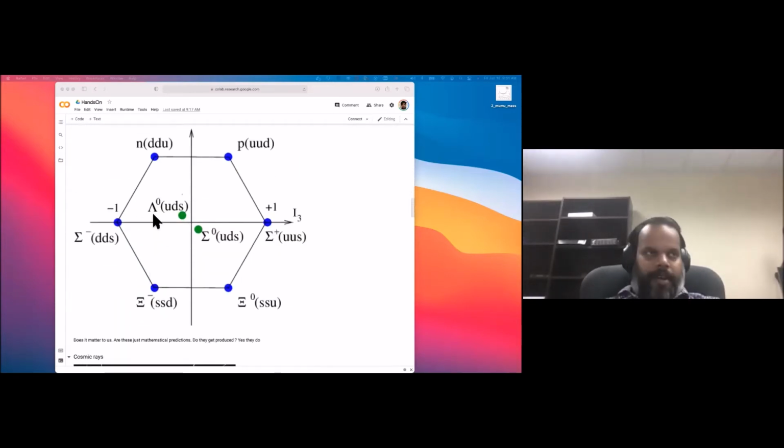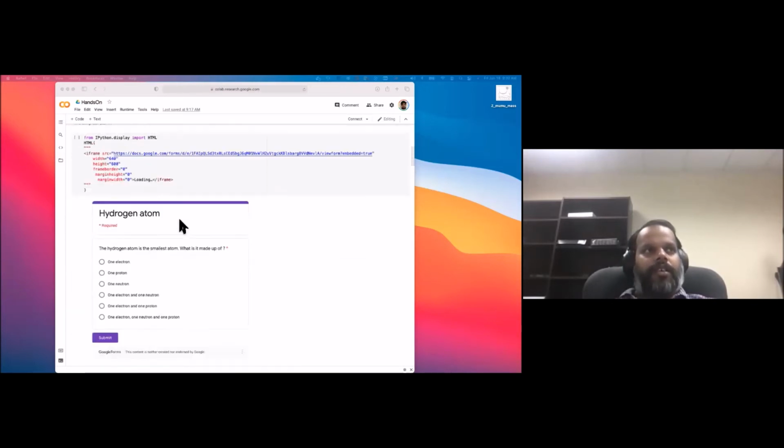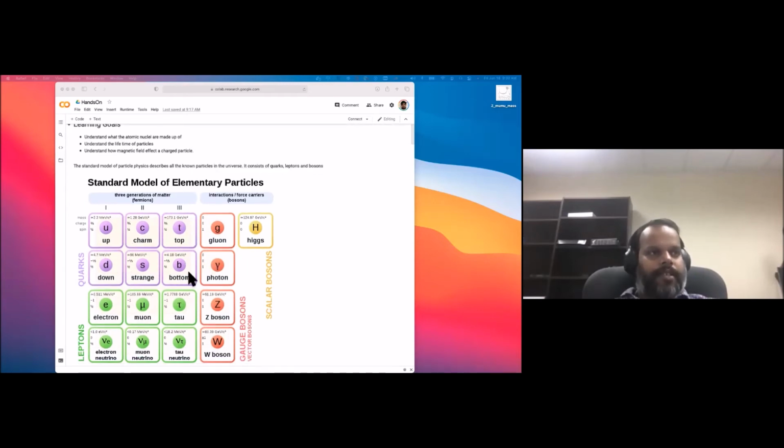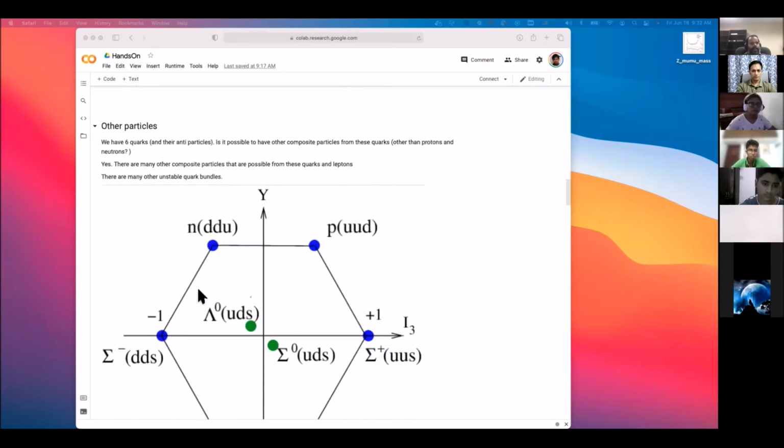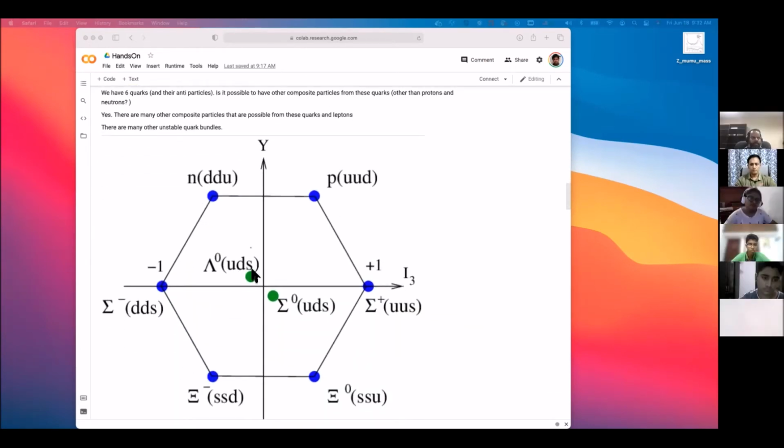And then there is this lambda particle, which is neutral and has one up quark, one down quark and a strange quark. You would see immediately that the up quark has a charge of positive two-third. The down quark has a charge of negative one-third. And what is the charge of the strange quark? If you go up here, the strange quark comes in the second row. All the particles in the second row have a charge of negative one-third. So lambda zero, which is UDS, has one up quark, one down quark, and one strange quark. So plus two-third, minus one-third, minus one-third. So the total charge is zero.